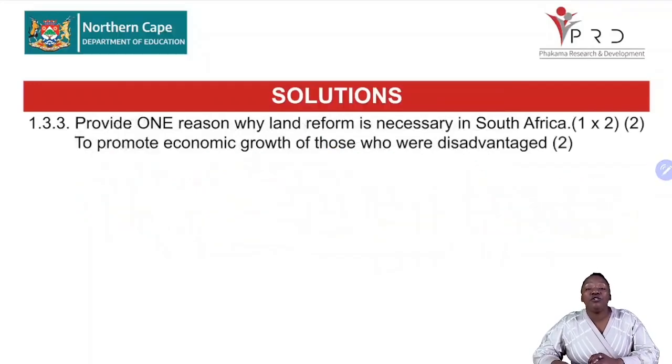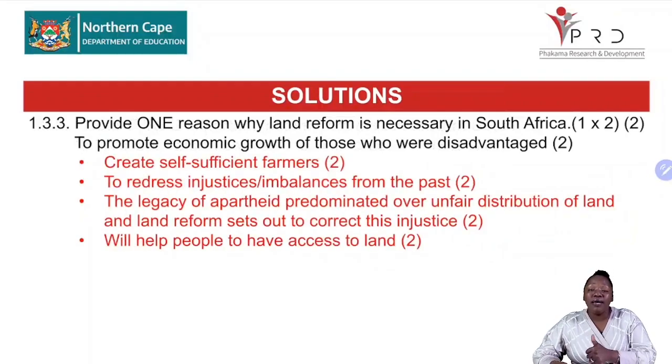Then our third question, you were supposed to provide one reason why land reform is necessary in South Africa, why it is important. So we're looking at the answers there. Number one, to create self-sufficient farmers. Remember, if people can be given back the land, it means they will be able to plant or farm on their own. It means most of the food they will be able to make on their own because they now have access to the land. And also, it will promote economic growth. As the land is given back, they will be able to use it to their economic advantage. They will no longer be dependent on government.